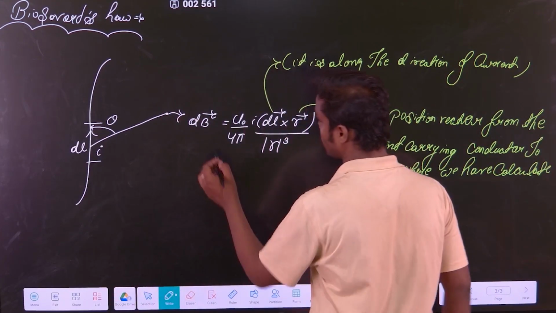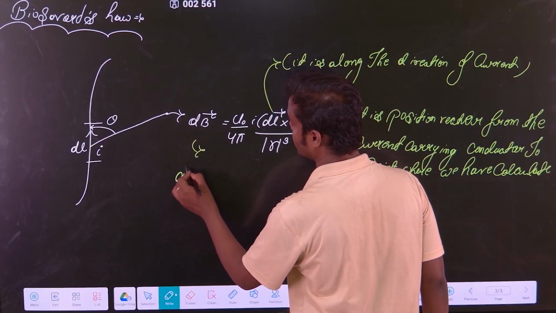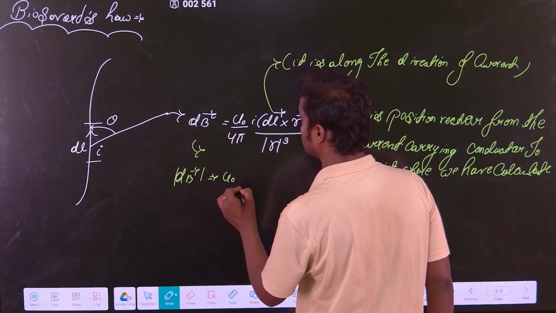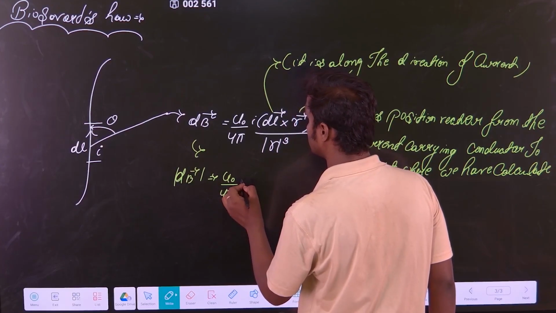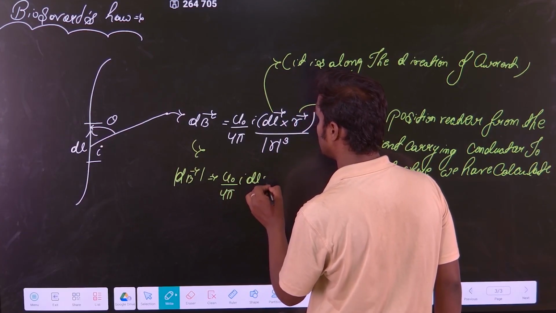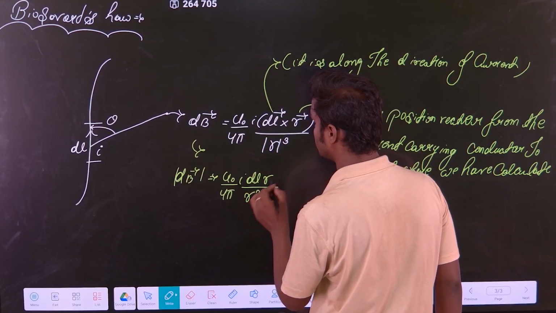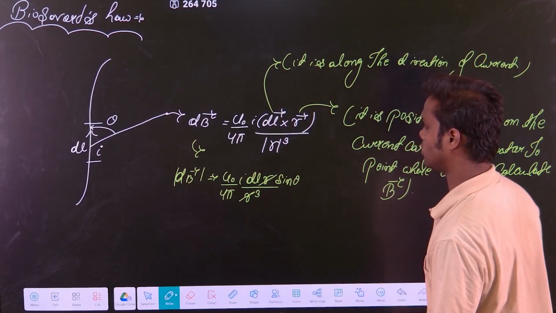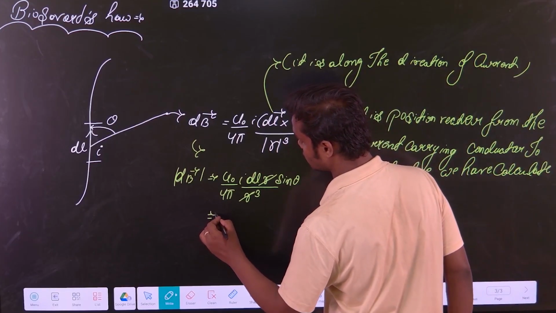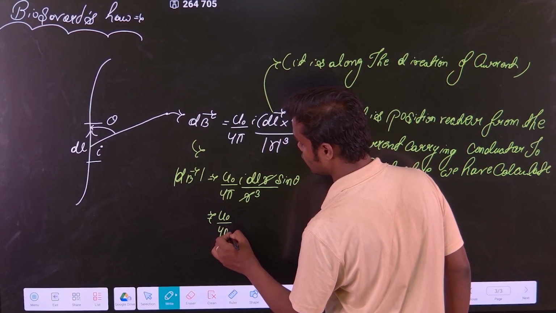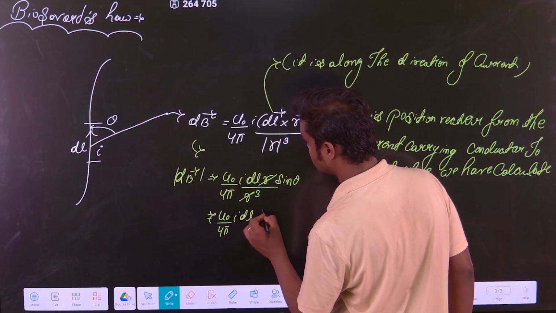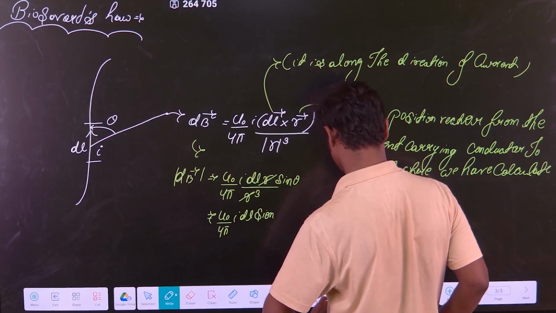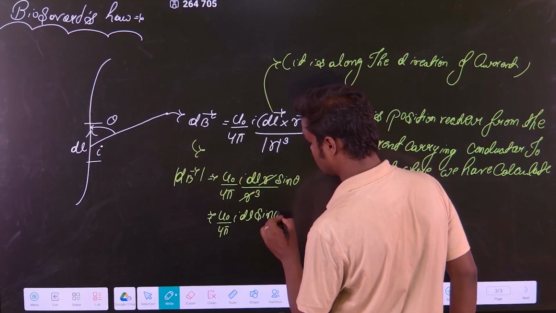I can write it in the magnitude form also if you want. We can write the magnitude value also. What is mod of dB vector? It is equal to mu naught upon 4 pi into I dl r divided by r cube. So r will give sine theta also. So you can write like this: mu naught upon 4 pi I dl sine theta divided by r square.